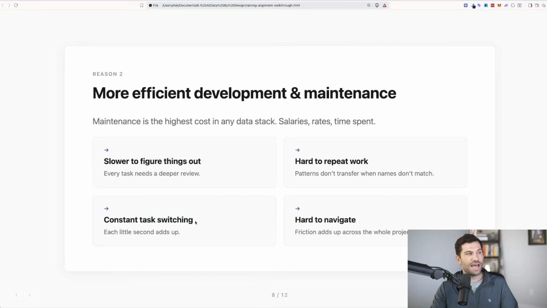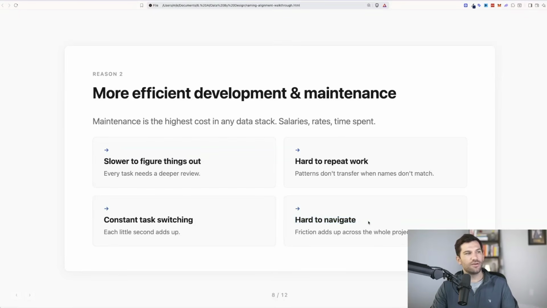Another one here is constant task switching. So every little second adds up. If you have to constantly go and double check what something means or compare it to something else, every time you switch, you have to basically mentally start over. And it just takes you away from getting in that flow state to be productive, to figure out and accomplish whatever it is you were working on, because you're spending more time just trying to figure out what something means, what the convention is, etc.